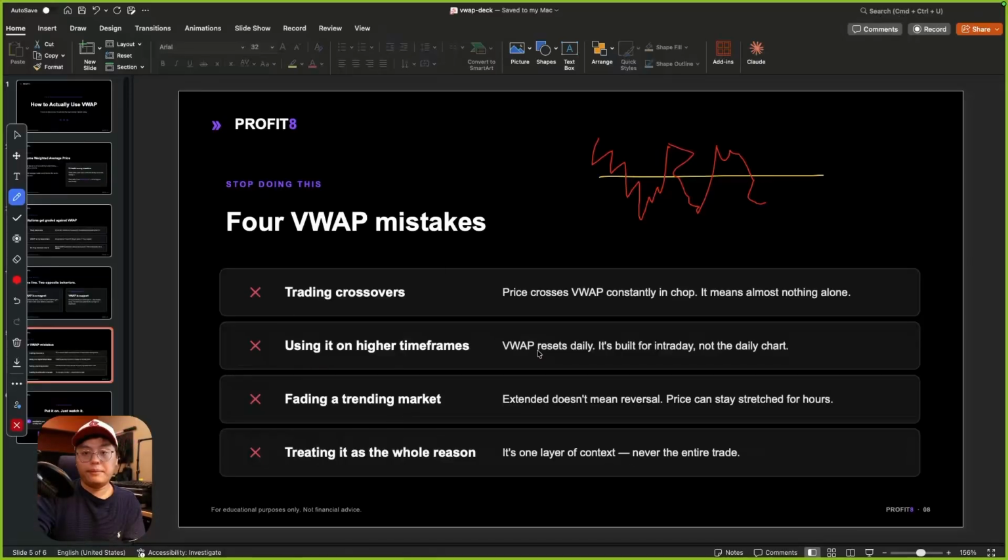Second, using it on a higher time frame. It's kind of self-explanatory. VWAP is built for intraday, so you can't use it on a daily chart or 4-hour charts. It would just be pointless. VWAP is best for 1-hour charts and below.